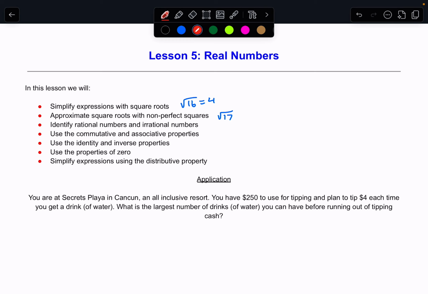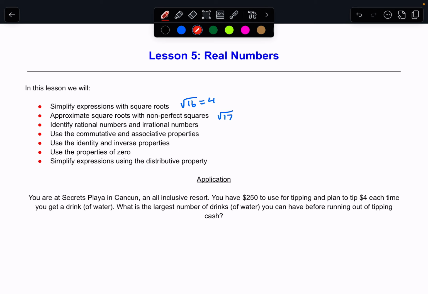Then we're going to use a couple different properties. So the commutative and associative properties allow us to rearrange and regroup things. The identity and inverse properties are going to allow us mostly to solve equations. And then properties of 0, that one's a really easy one. We're just going to say that 0 on top means the fraction equals 0. 0 on bottom means we don't know what it is, so we'll call it undefined. And finally, the arguably most important thing in this lesson is going to be the distributive property, which we will use over and over and over again in this class.